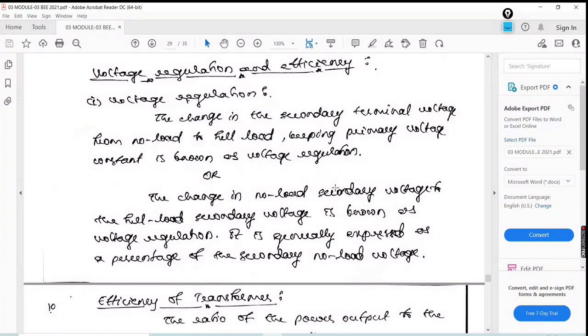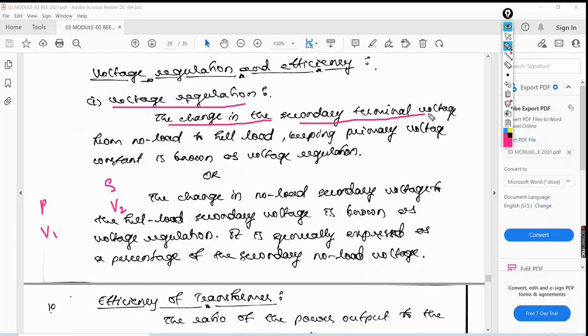Okay, in a transformer, what happens? There will be a primary winding and a secondary winding. There will be a voltage V1, then there will be a voltage V2. Voltage regulation is nothing but the change in voltage at the secondary terminal from no load to full load, keeping the primary voltage constant. That itself is known as the voltage regulation.